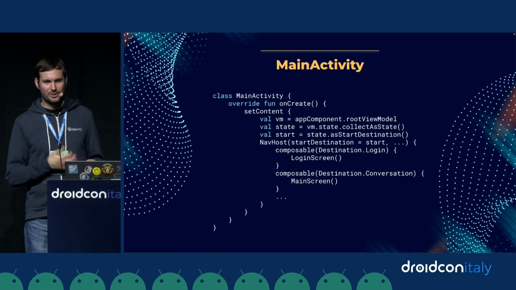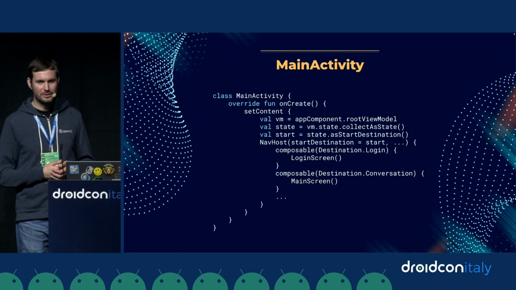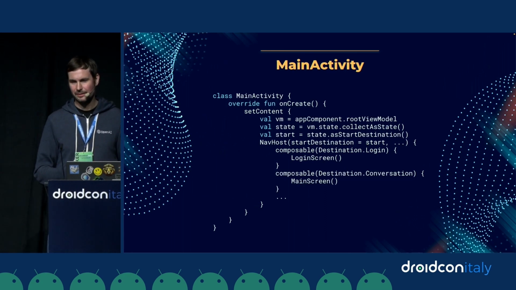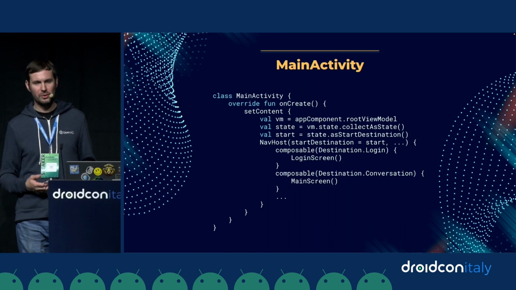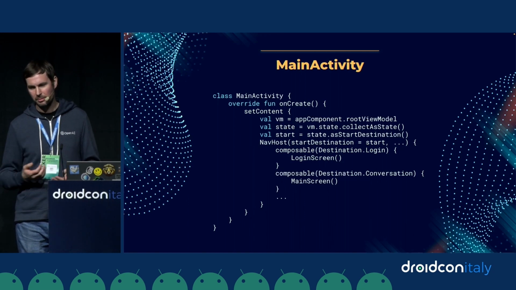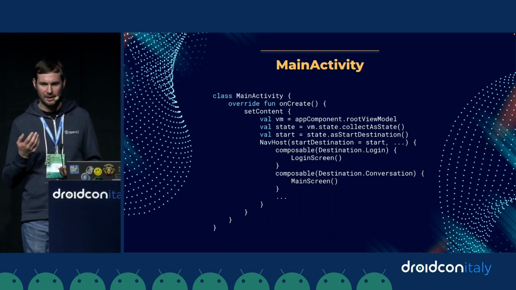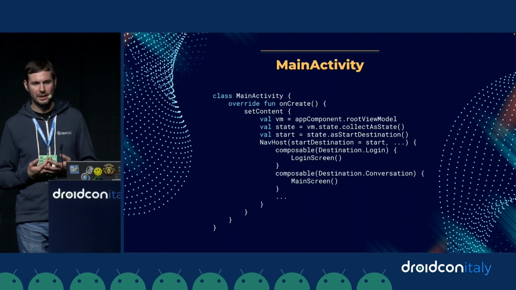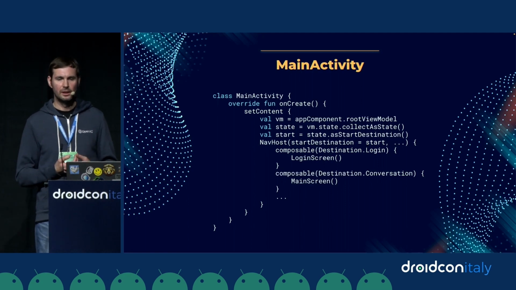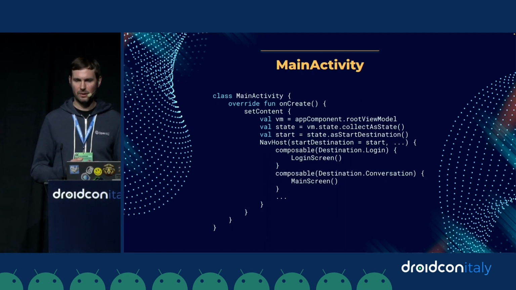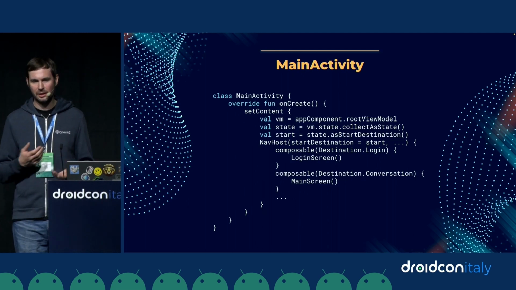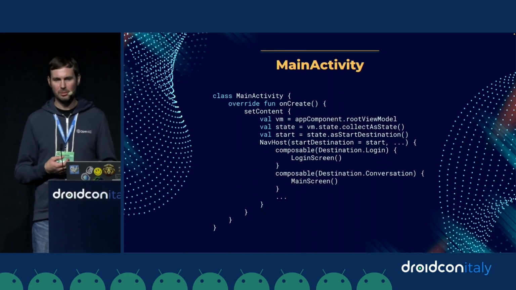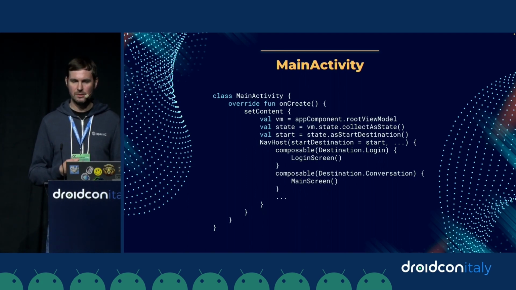This is what a stripped down and oversimplified version of our main activity looks like. So we have a global app component that creates a root view model. You subscribe to its state, and then out of the state, you can get the start destination screen. And then we pass it to the nav host. Nav host defines all of our screens. The composable function here is basically like a thin wrapper around the standard composable function in the nav host.